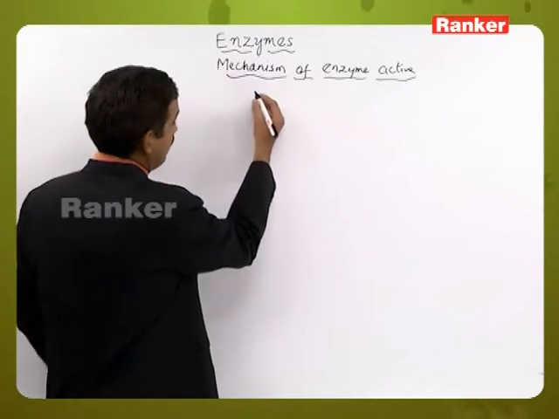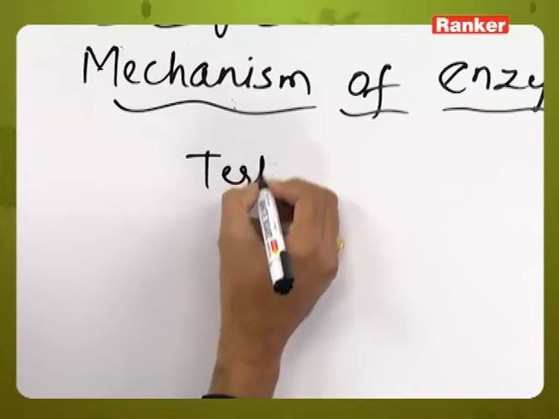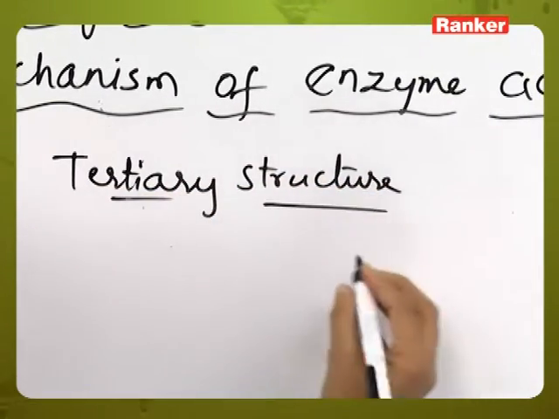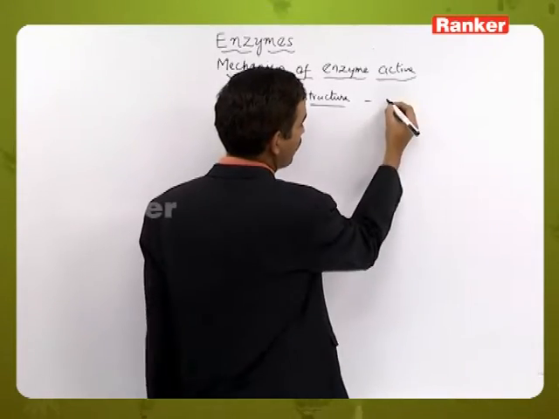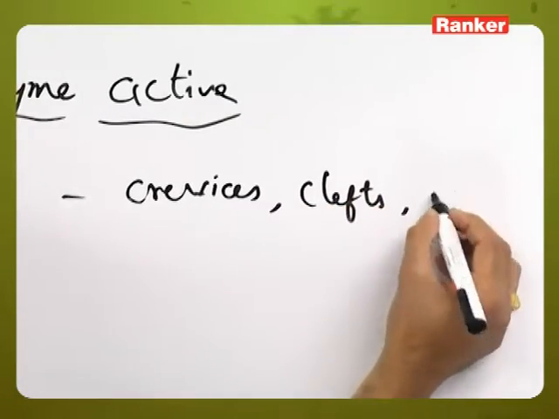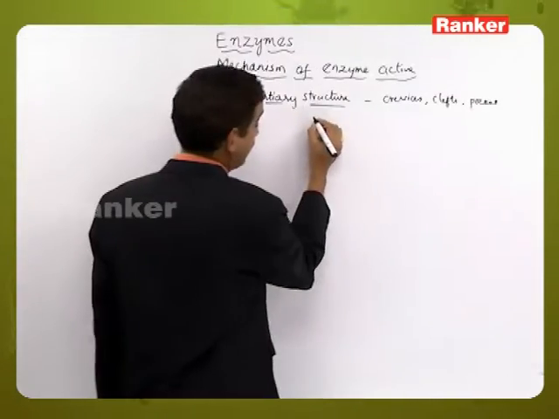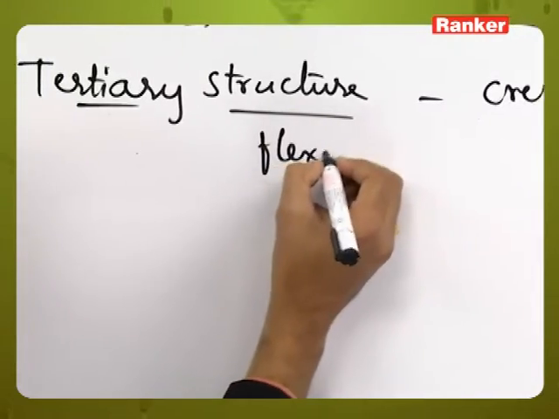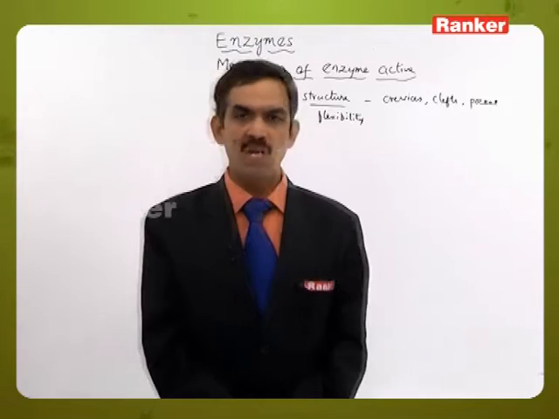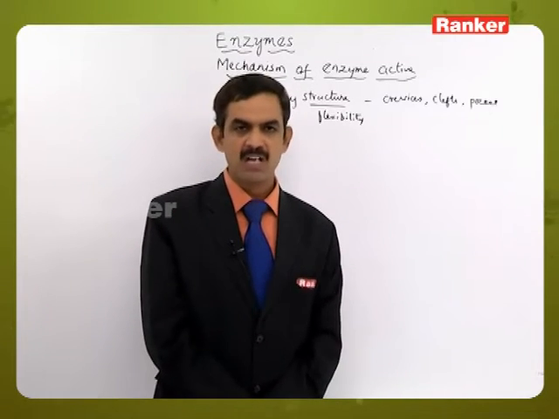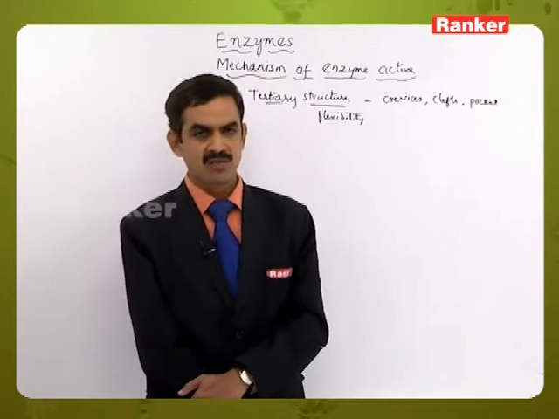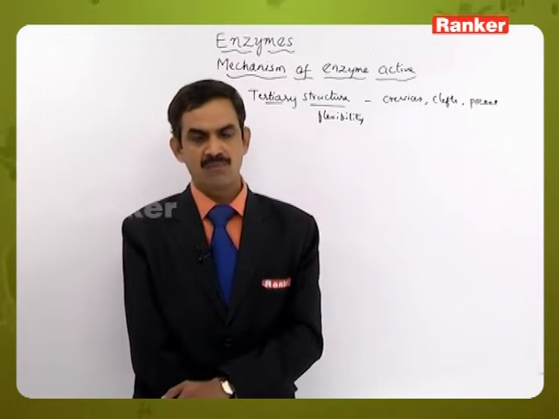So here this tertiary structure is useful for formation of crevices or clefts or pocket-like structures, and this structure is formed because of the flexibility of the structure or crisscrossing or overlapping of the polypeptide chains. Because of that overlapping of the polypeptide chains, we can see the formation of crevices or clefts or pocket-like structures in the 3D conformation structure of the proteins.